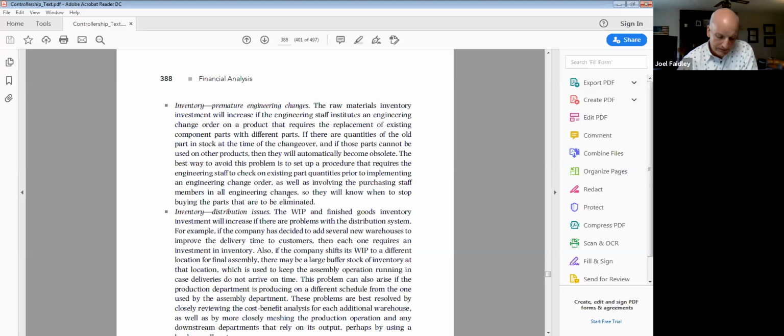Probably didn't talk about economic order quantities. I don't know if that's still talked about in business. EOQ, what's the best amount to buy?